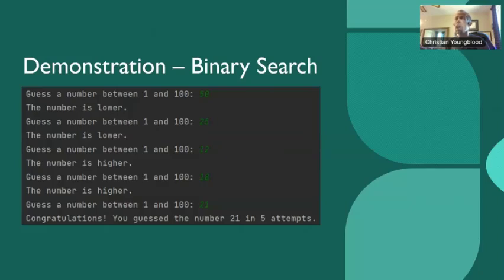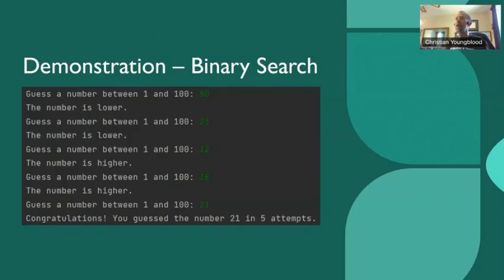Now it says the number's higher. I'll split between 12 and 25. I've picked 18. It says the number's higher. I'm going to pick between 18 and 25. I've chosen 21. Congratulations, I guessed the number in 5 attempts. With linear search, how many tries would we have had to do? 1, 2, 3, 4, 5. We'd have had to guess 21. So you see it's much more efficient.